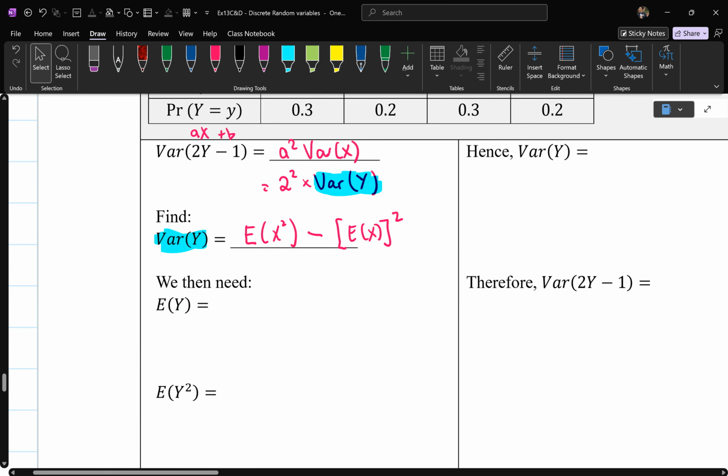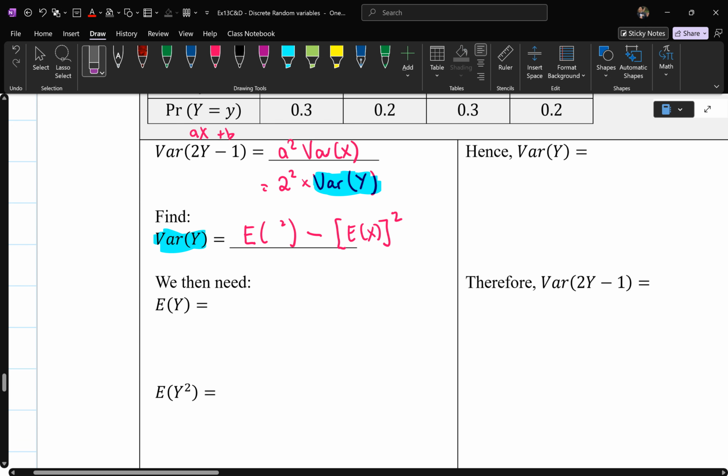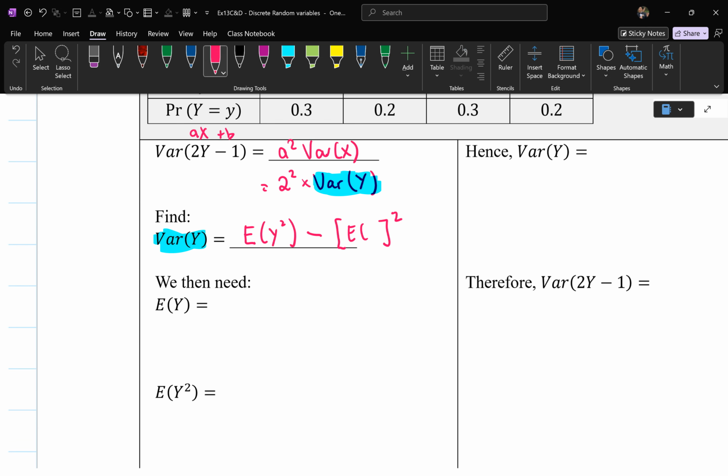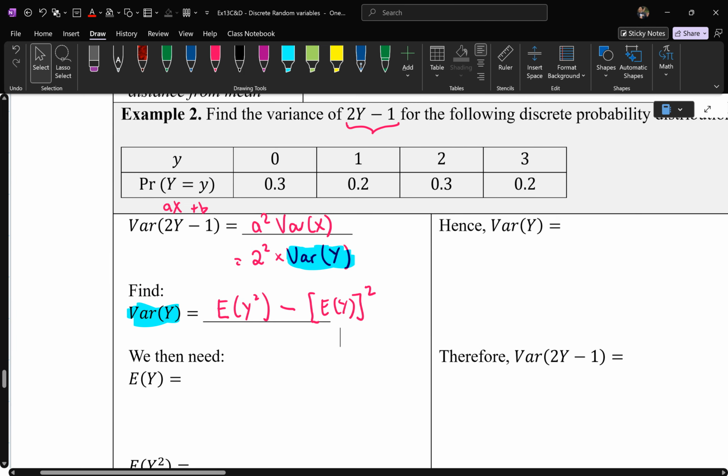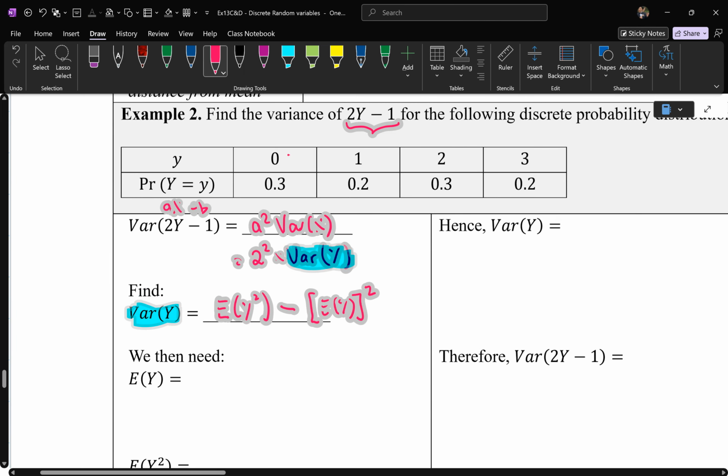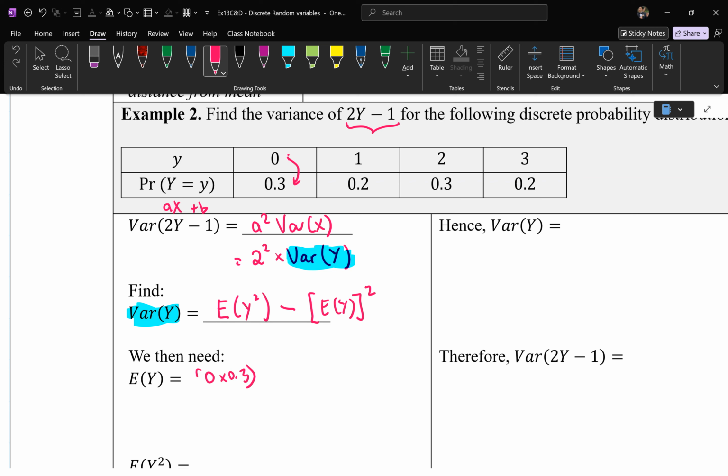Let's find the expected value the way we did just then. So E of y, so I should change that to a y to make it match. E of y squared, E of y, okay? Here we go. Our probability table, to find the expected value, was y times the chances, so 0 times 0.3, plus 1 times 0.2, plus 2 times 0.3, plus 3 times 0.2.